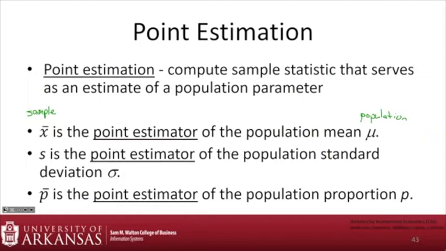S is the point estimator of the population standard deviation, sigma. Yes, it's a lowercase sigma, not the capital sigma. The P with a bar over it is the point estimator of the population proportion. And that is actually just a slanted, italicized P. It's not a Greek letter. Okay. Easy enough?